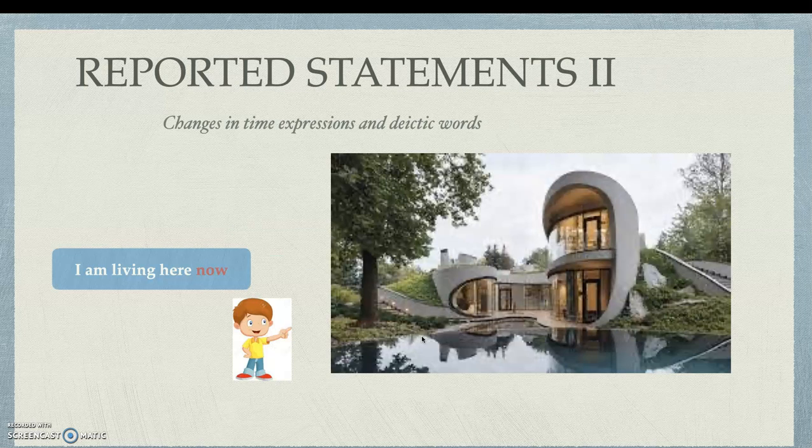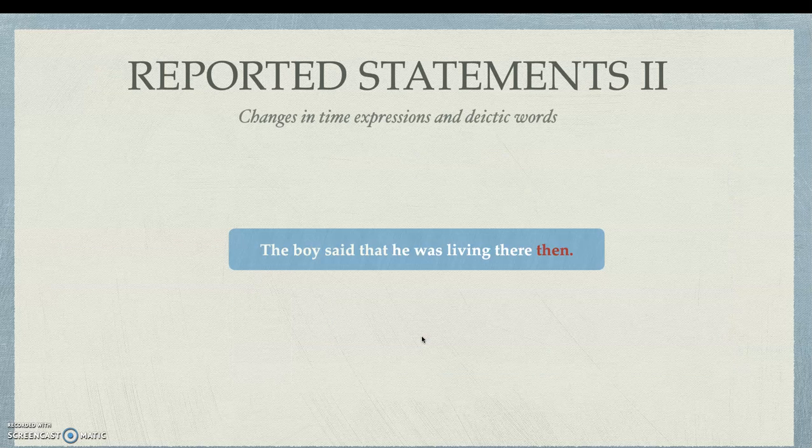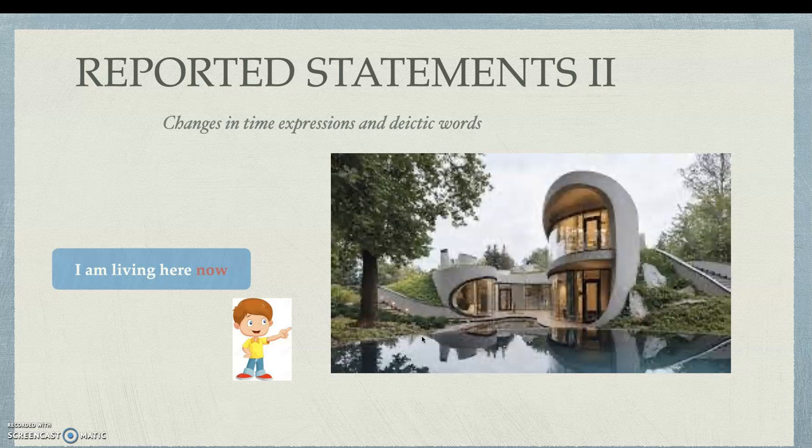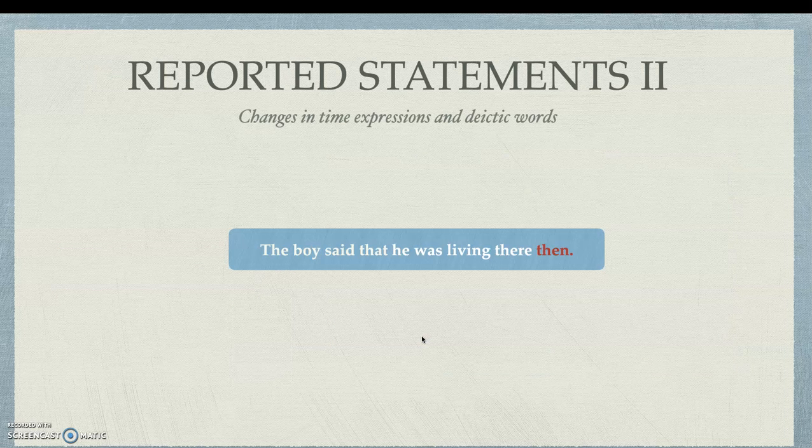Yes, I am living, a present continuous. He was living, past continuous. Here becomes there, and now is then. The boy said that he was living there then, at that moment.